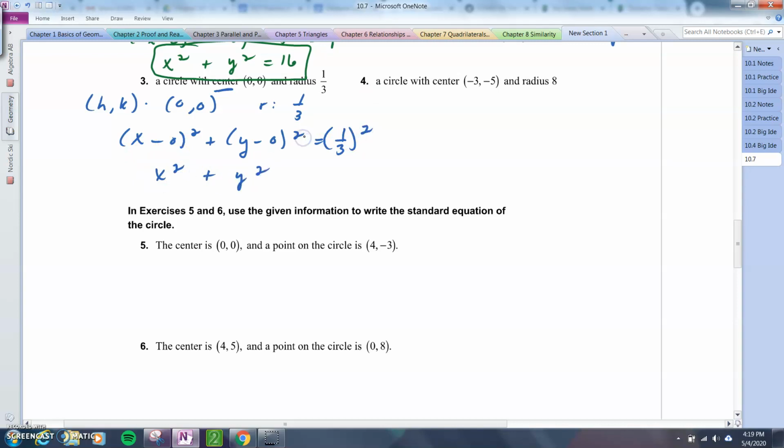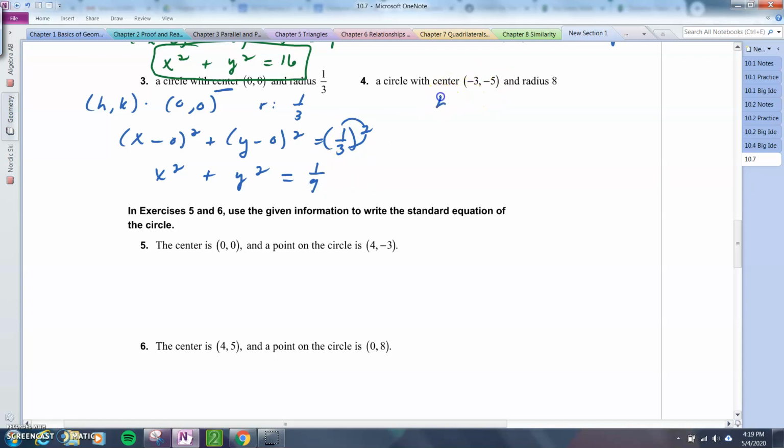We just have x to the power of 2 plus y to the power of 2, and if I take 1/3 to the power of 2, remember that power of 2 needs to be applied to both the numerator and the denominator, so this would be 1/9.